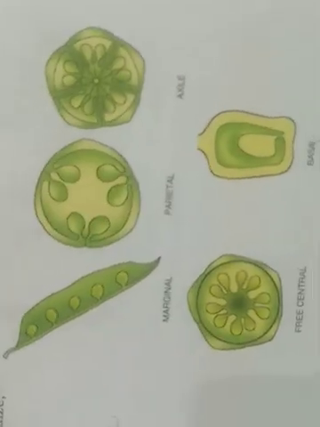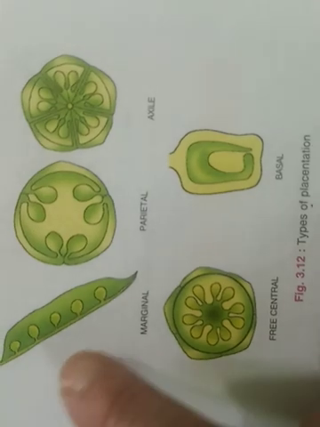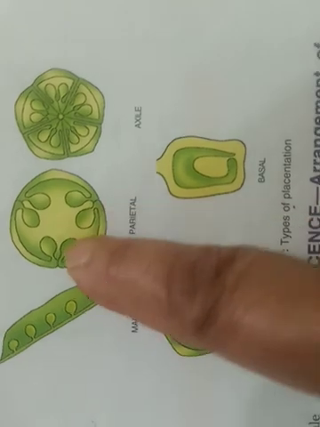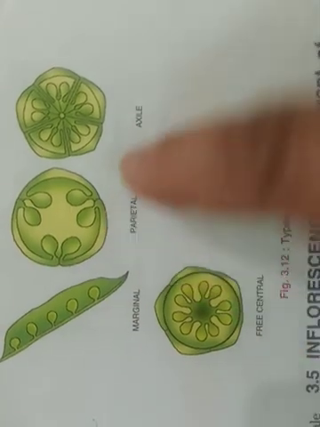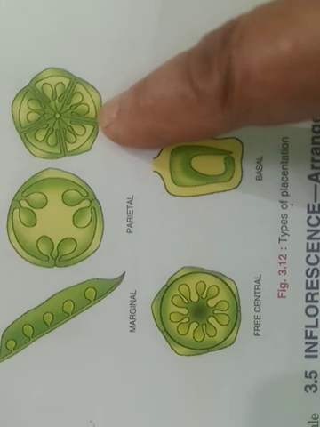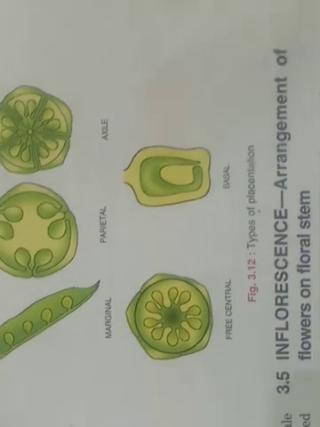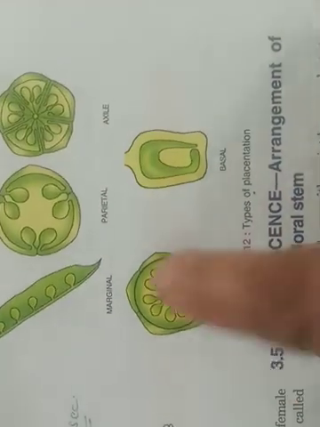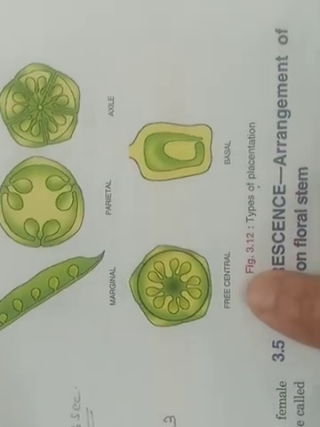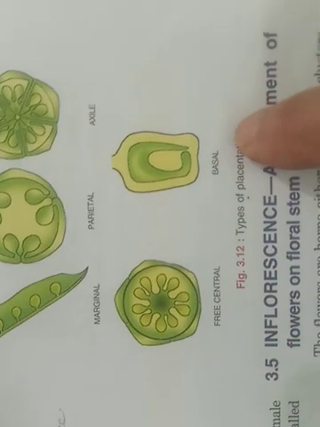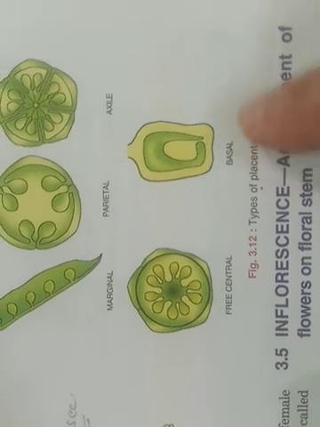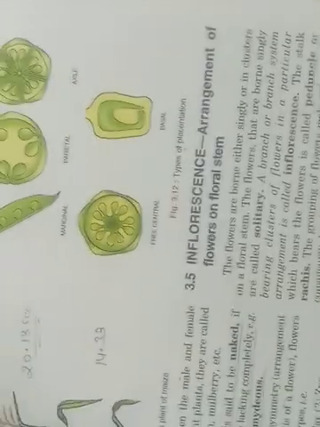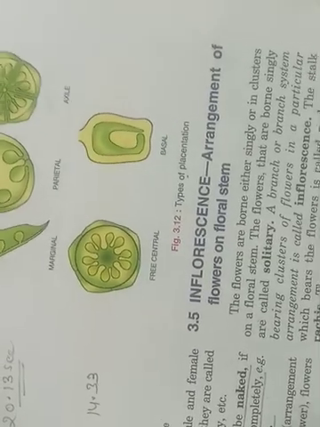The first one you can see is marginal. Here you can see all these ovules are arranged at the margin. Here they are arranged at the periphery. You can see all these ovules are attached at the periphery. Here you can see in the axil, you can see the arrangement. Here you see children, this is free central. All these ovules are attached in the center, and such arrangement is known as free central. Here you see it is superficial or basal arrangement. So these are the different types of placentation, that is, the arrangement of the placenta within the ovary is known as placentation.